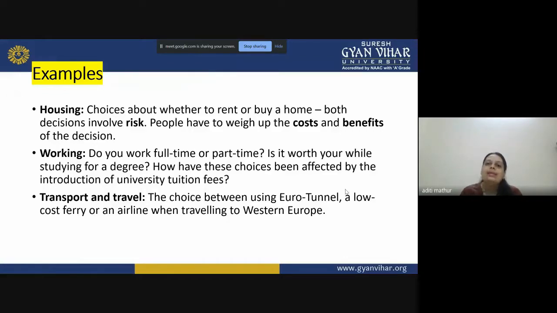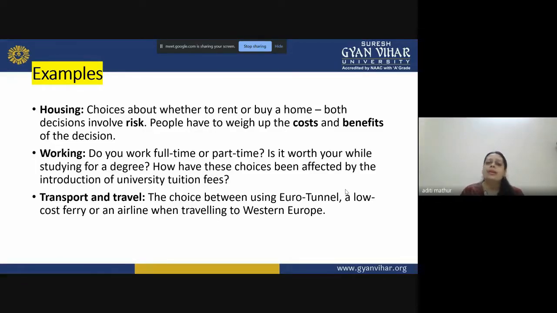People have to weigh up the costs and benefits whenever they take decisions. So you have to go on that taraju, the scale, in which on one side you will add up all the costs, and on the other side you will add up all the benefits, and you will see which one is heavier. Is it the cost which is heavier, or is it the benefits which is heavier? And then you take your decision according to this study of cost and benefit.